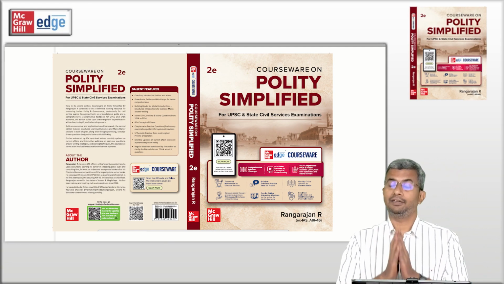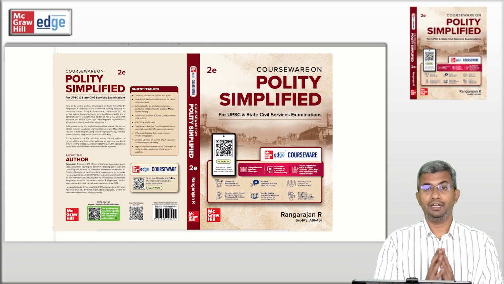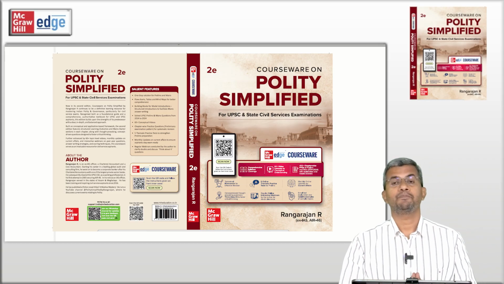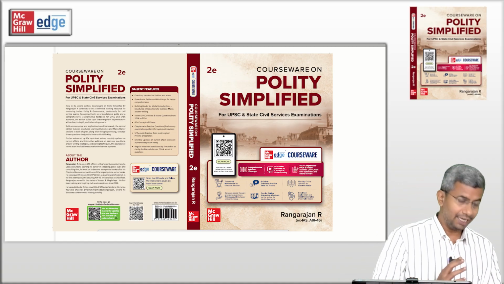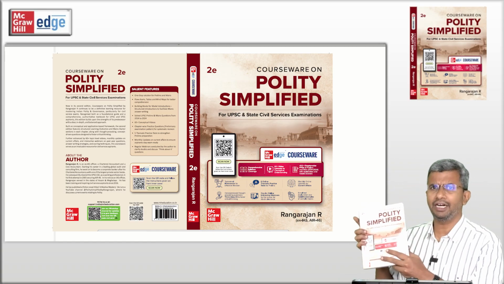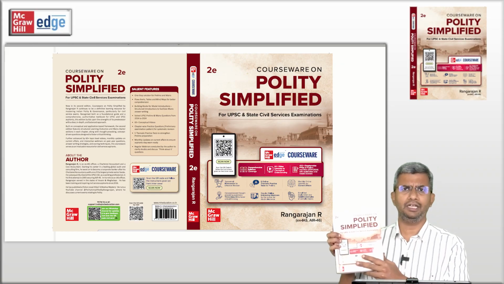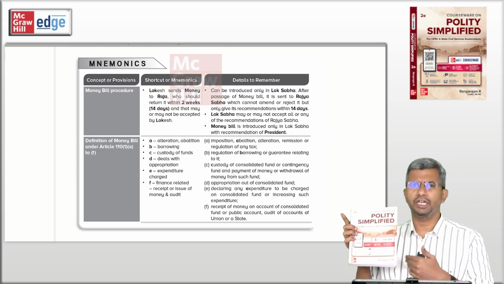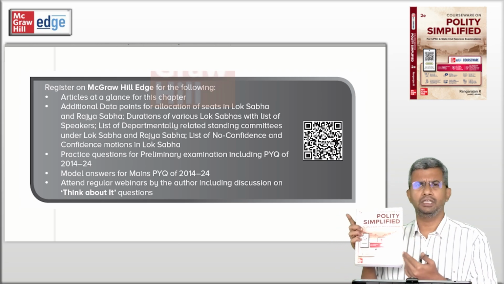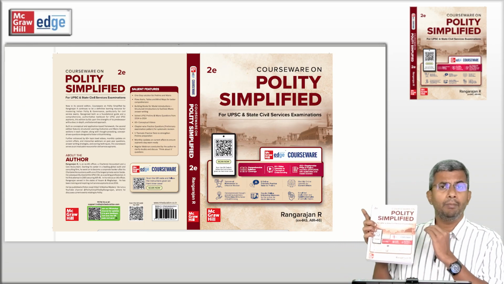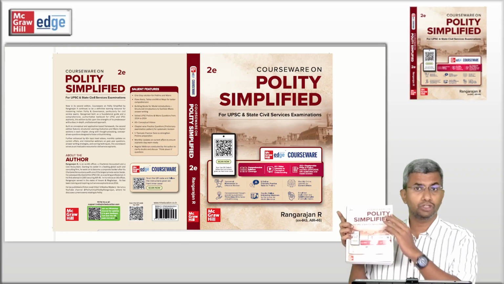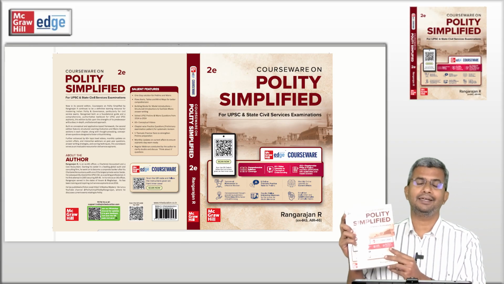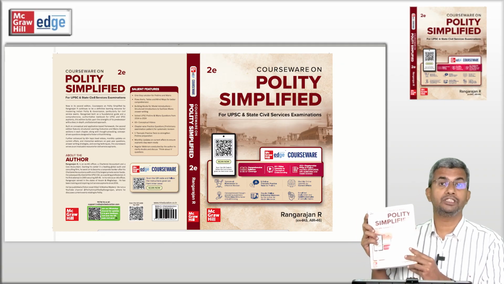Published by McGraw Hill. Now, this courseware is a one-stop solution for both prelims and mains for polity because it has a static book of just around 500 pages, which contains all the details, all the static portions with discussions. It has mnemonics, flowcharts, tables, PYQs. But the most important part of this courseware is that it is not just this book, but the online content that goes along with it that makes it unique.